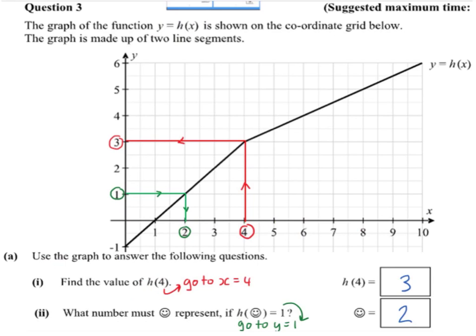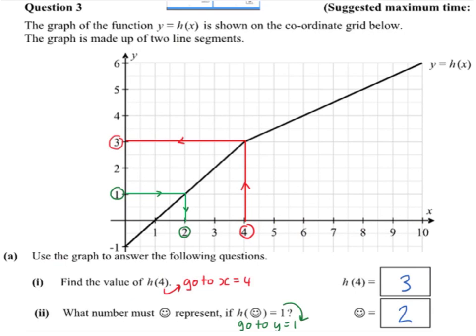So h of 4, because in our equation we were given y equals h of x, and now we've swapped the x for 4 in our question, so we go to the x-axis and we go to 4, we draw a line up until we touch the graph, a line across until we touch our y-axis, and we end up at 3. So h of 4 is equal to 3.